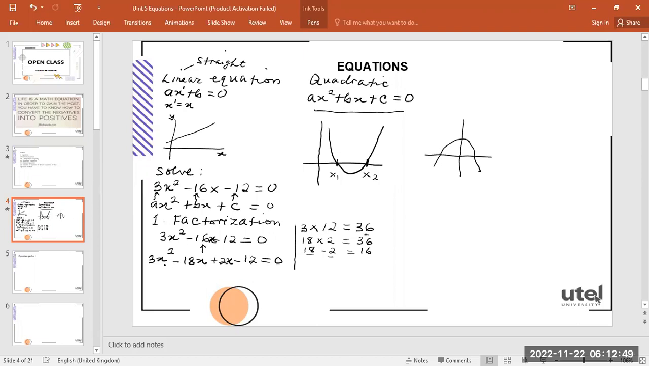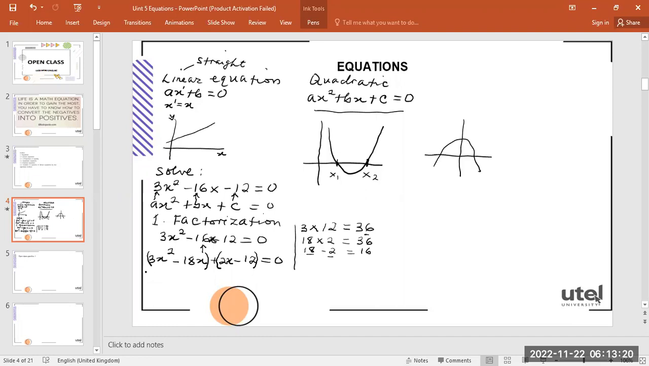In this case, you can see that I've turned this three-term equation into four terms, in such a way that I can factorize or take out the factors. So for me to take out the factors, I can group the equation this way. You can see I have two terms here, and two terms here. Now, the next thing I need to do is to check what is common between 3x squared and 18x.